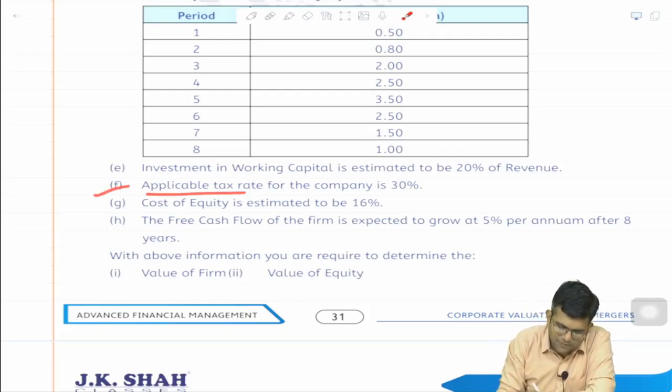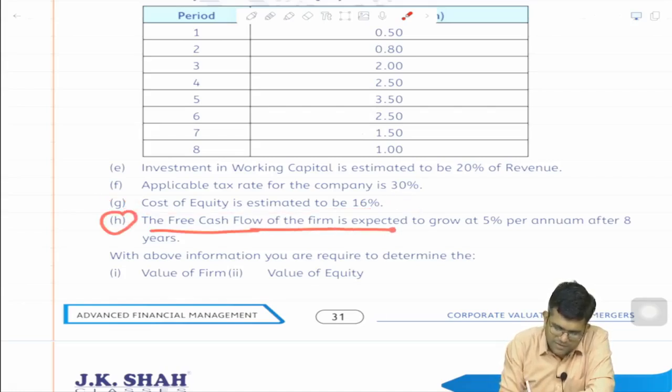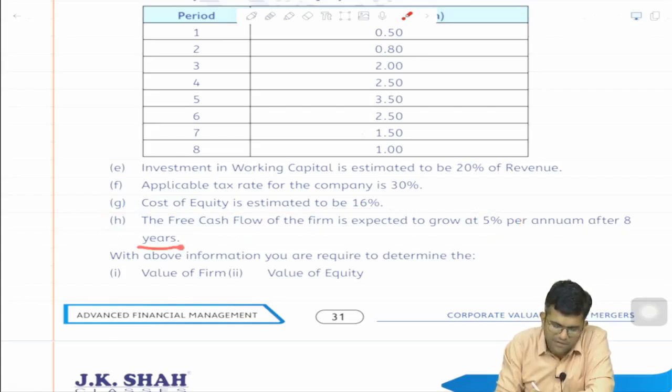Applicable tax rate for the company is 30%. Cost of equity, KE, is 16%. FCFF is expected to grow at the rate of 5% per annum after 8 years.